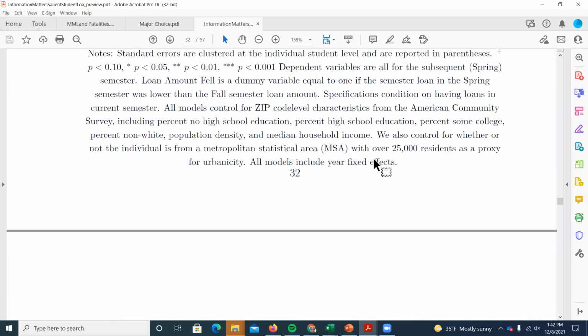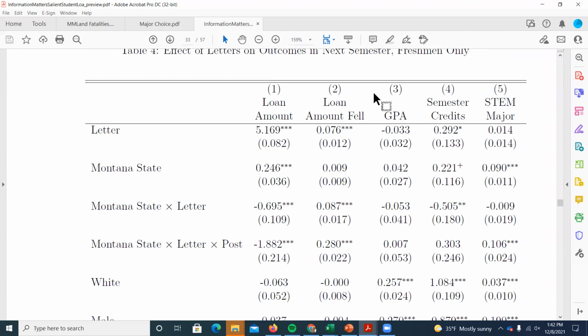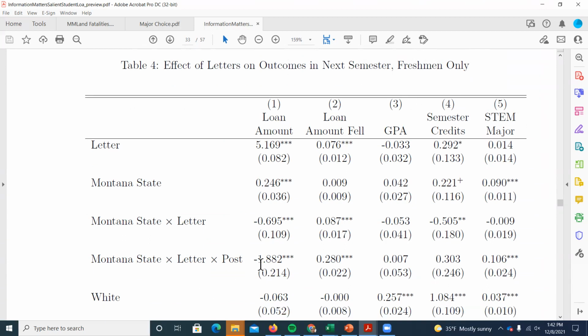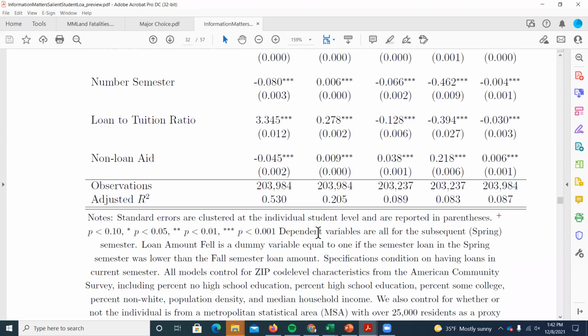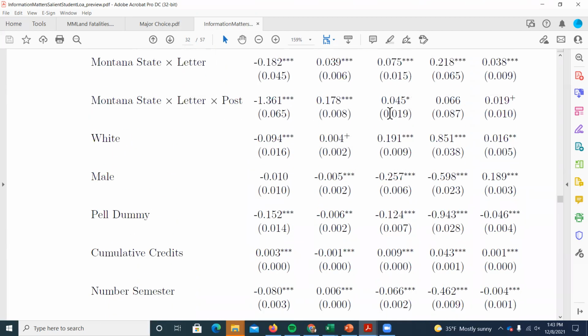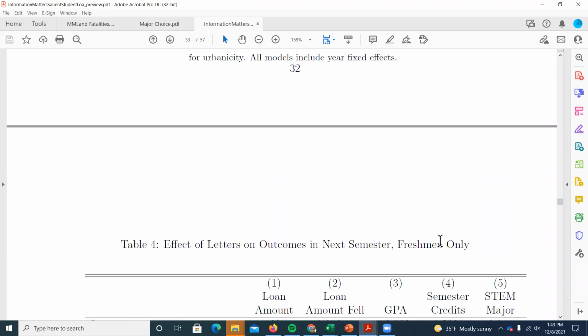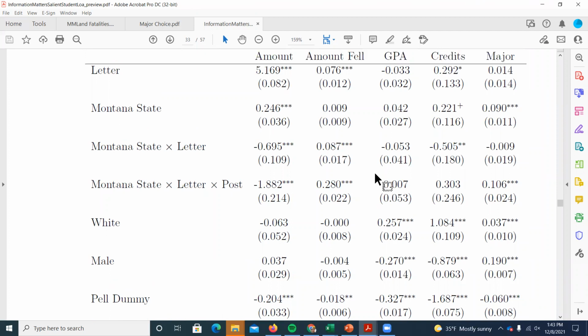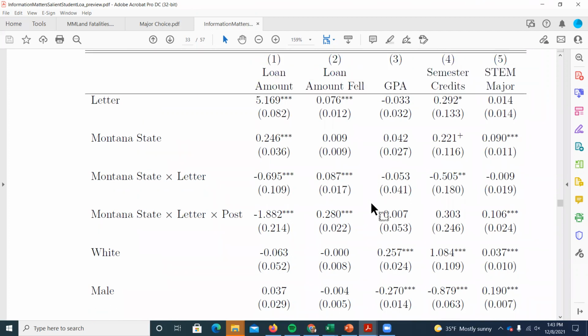They then break it down on only freshmen, right? So they're only looking at the effect on freshmen. And there, if we compare, the effects are the same sort of size, but they're larger than what they were up here, right? So we see stronger effects on freshmen, which makes more sense, right? They have more flexibility in changing their path. And so, all the same sort of things.